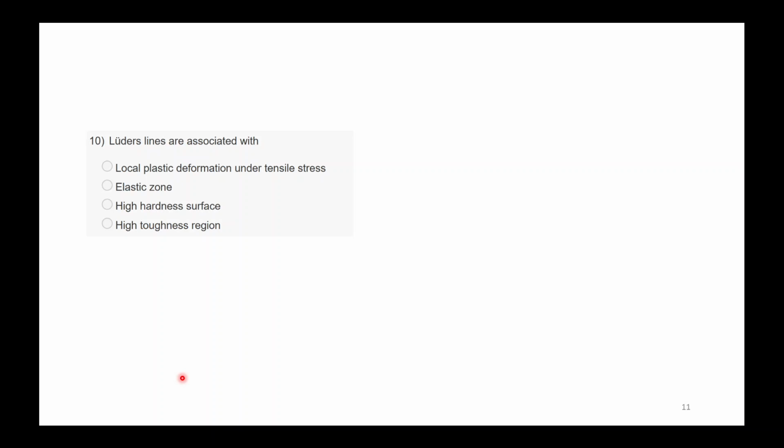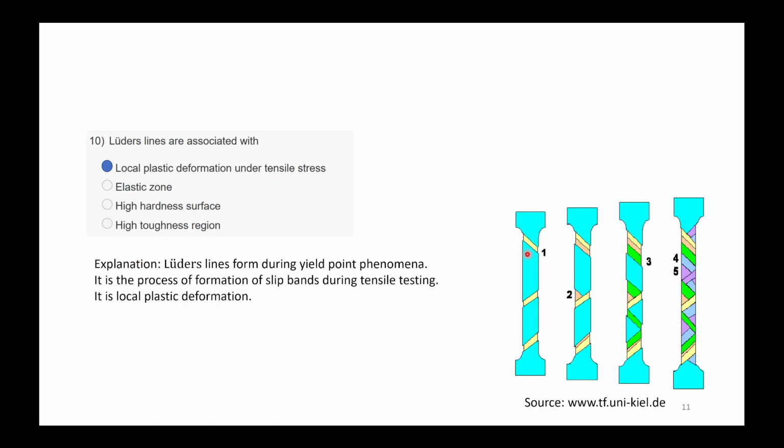Now 10th question is, Luder's lines are associated with. Your options are local plastic deformation under tensile stress, elastic zone, high hardness surface, or high toughness region. The answer will be local plastic deformation. These are the lines that form when we perform a tensile test on a dog bone specimen. These are the bands that form, due to local plastic deformation. So in these local regions there will be plastic deformation compared to these areas.